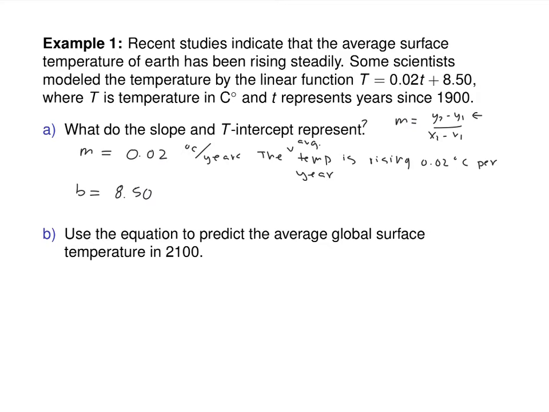What would the slope look like if the temperature were decreasing? It'd be negative, right? Yeah, exactly. Okay. So the y-intercept, that is the value when little t is equal to 0. So what year does little t equal 0 correspond to in this problem? 1900. So in 1900, the average global temp was 8.5 degrees Celsius.